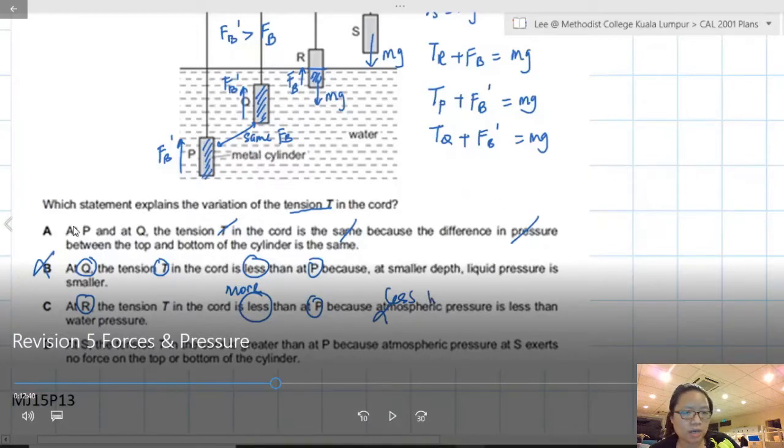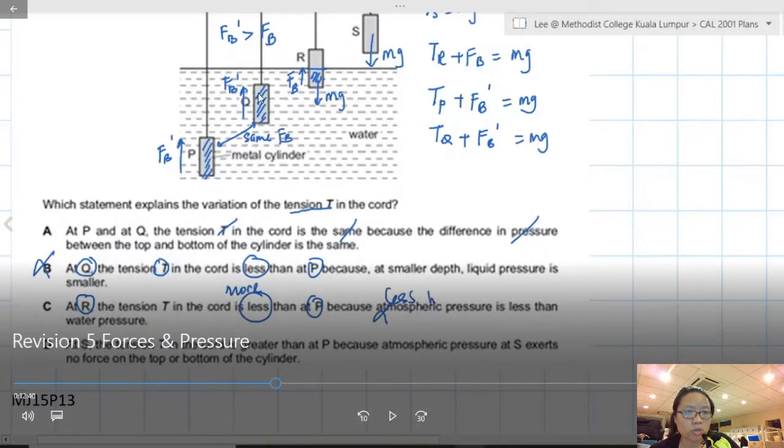So if you look at A, at P and Q, the tension in the chord is the same, because the difference in pressure from here to here and here to here is the same. The difference in pressure is only dependent on the difference in height. So P and Q are identical objects, have identical height. Alright, so A is correct.